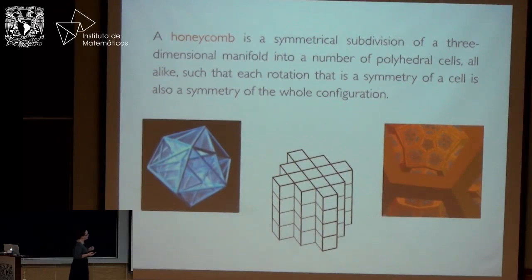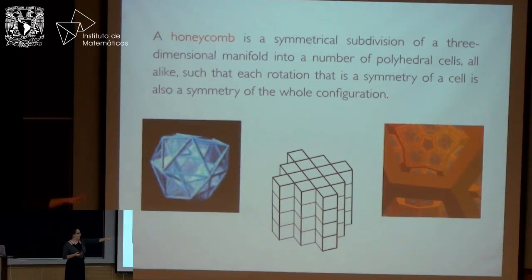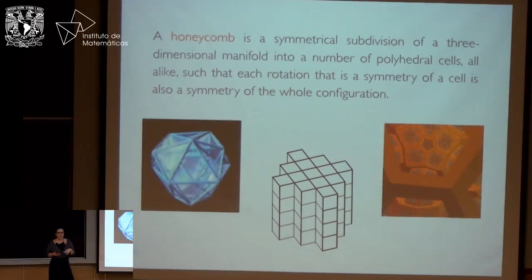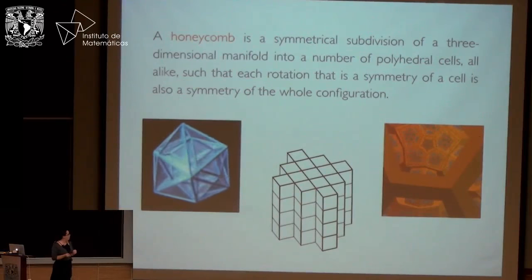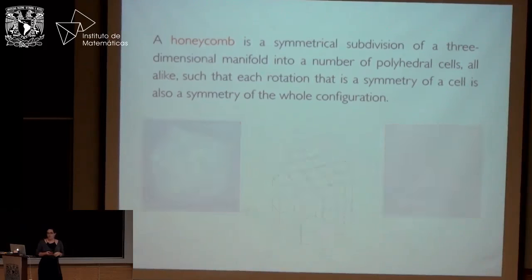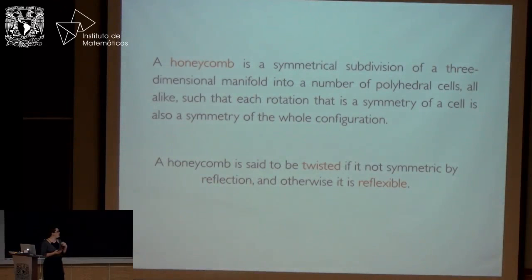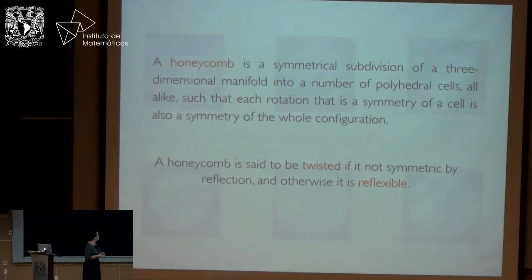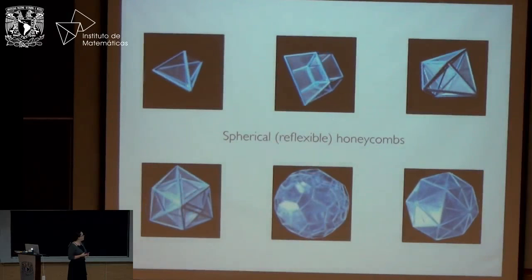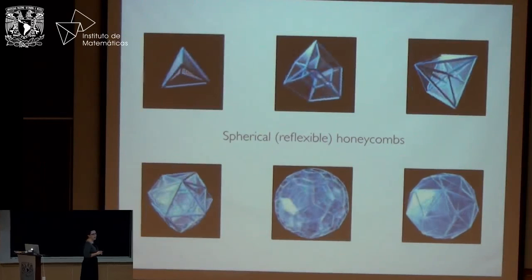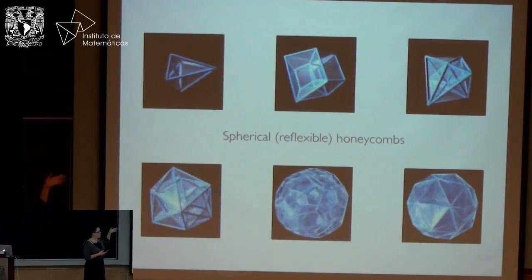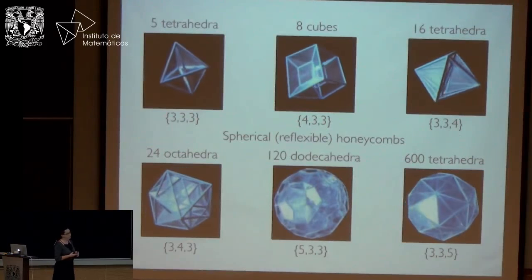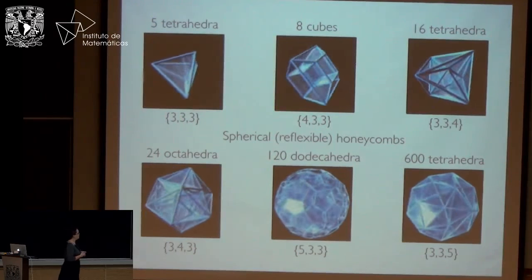So here are some examples. I can think of a tessellation of hyperbolic space, a tessellation of space by cubes, or one of the convex solids in four-dimensional space. All those are honeycombs. And I'm going to say that a honeycomb is twisted if it's not symmetric by reflection, and it's going to be reflexible if it is, right? So here I have the convex solids in four-dimensional space. They are all honeycombs. I'm going to think of them as spherical honeycombs, and the six of them are reflexible. You probably know all of them, so I'm not going to say much about them right now.